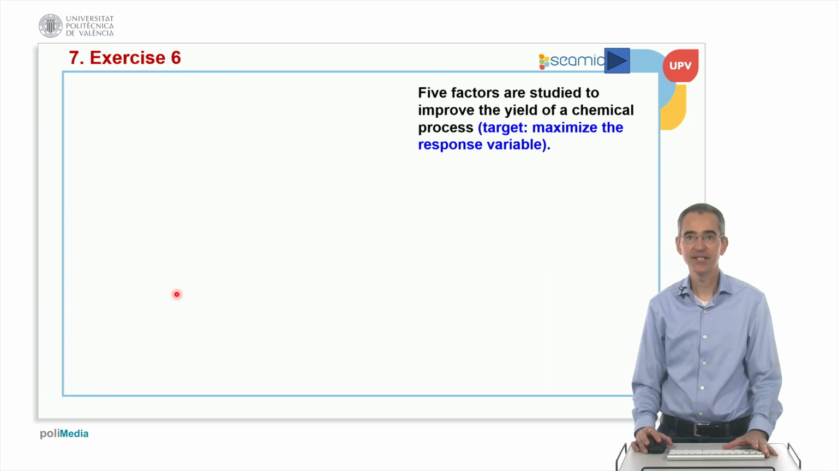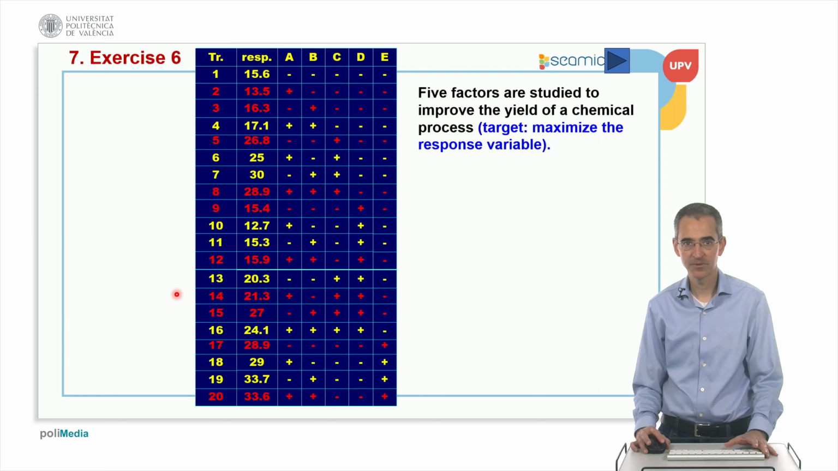Well, and then finally, for this 6th exercise, we have 5 factors that are studied to improve the yield of a chemical process. The target is to maximize the response variable. Okay, so this is the experiment. These are the factors that are called A, B, C, D, and E. We want to maximize, and then these are the experimental data that we have.